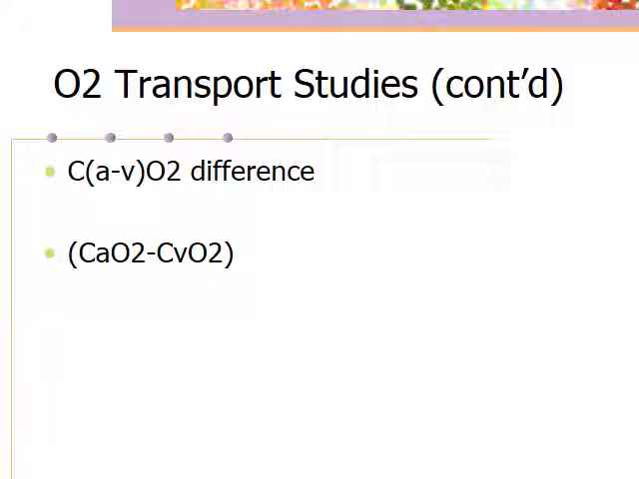Okay, so if we move on to the next slide, we have another O2 transport study, and this is called the AV difference. You might hear it called the AV difference. It's the CaO2 minus your CvO2.